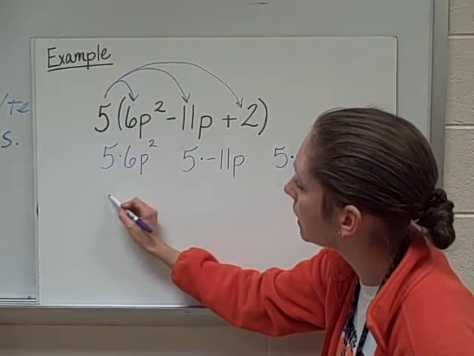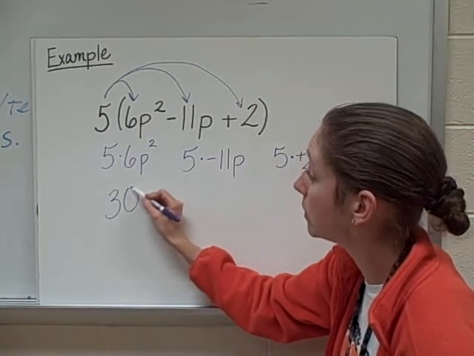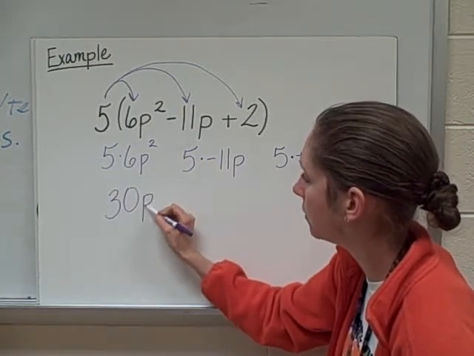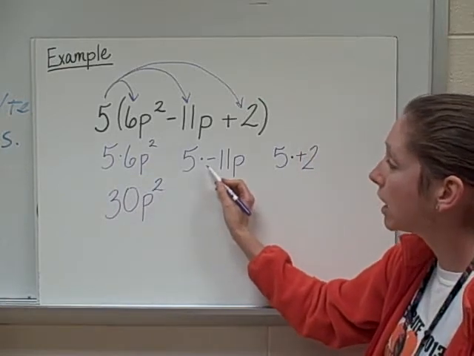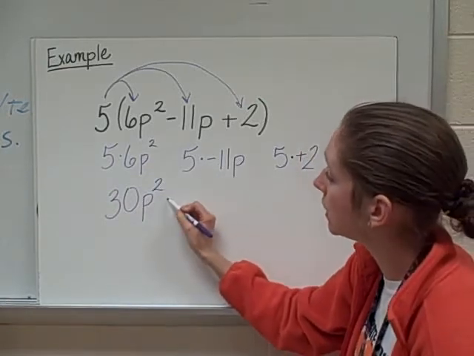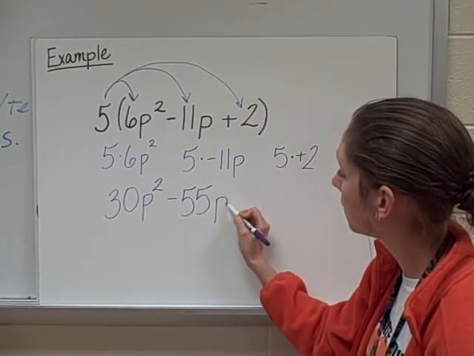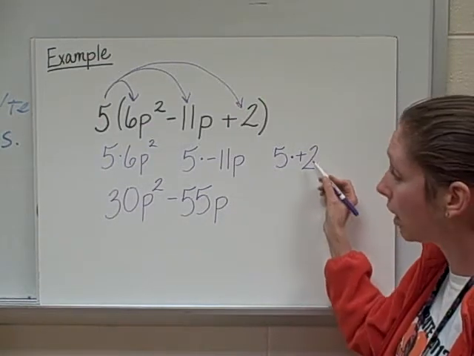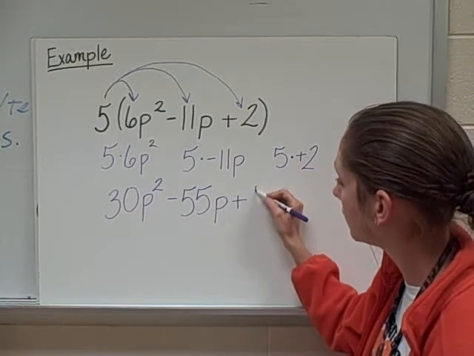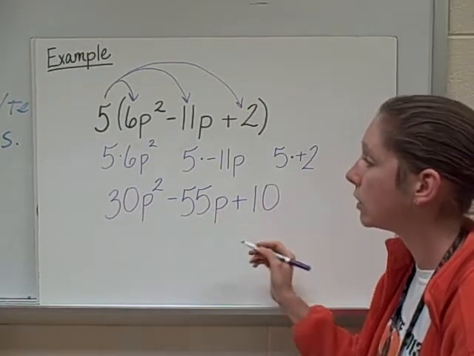5 times 6p squared is 30p squared. 5 times negative 11p is negative 55p. And 5 times positive 2 is a positive 10. So don't let these signs in the middle confuse you.